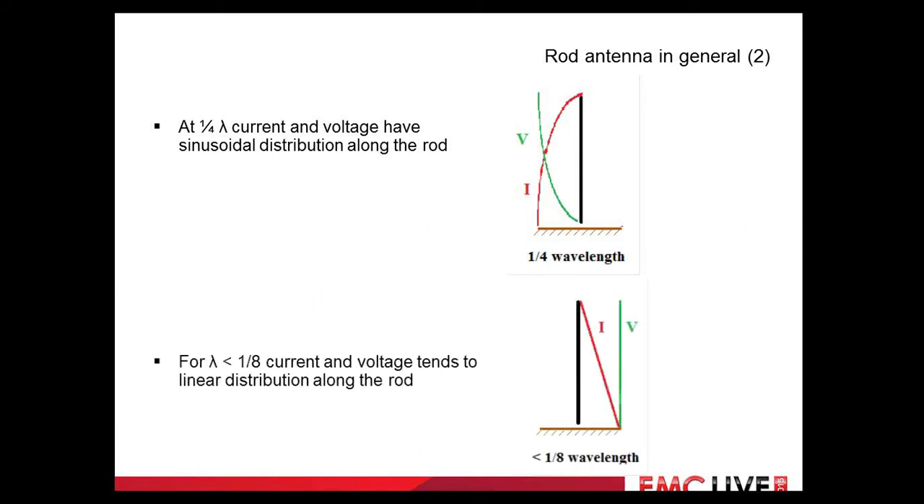But in case we are using a wavelength much longer than the rod, starting from 1/8 of the wavelength, current and voltage curiously tend to be linear in distribution along the length of the rod. And this characteristic will be used for the purpose in EMC.